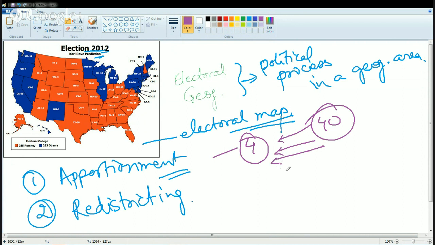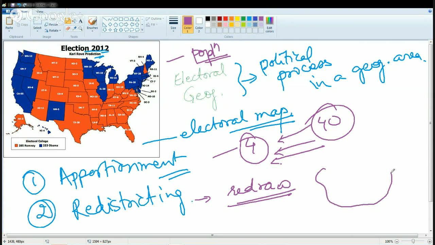Okay. The next is redistricting. Redistricting basically means redrawing the electoral boundaries. So, for example, we'll take the United States of America itself. In the US, the seats are allocated and defined based on the population. Population changes from one census to another, so with every census, you need to redraw the boundaries. So, redistricting is basically redrawing the boundaries.